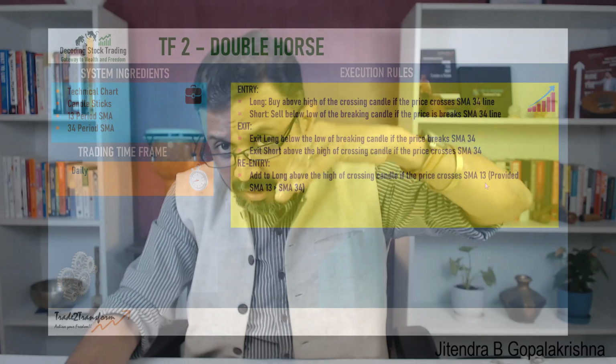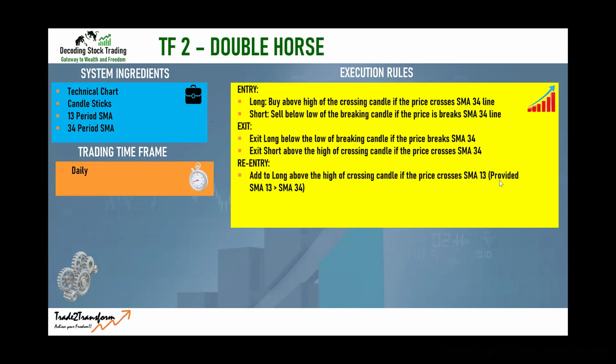So you will add to the long above the high of the crossing candle if the price crosses the 13 moving average. If the price comes below and crosses the 13 moving average, provided, and this is very important, the 13 moving average is greater than SMA 34. SMA 13 has to be above the SMA 34. If that happens and then the price goes above 13, then you will add to the quantity. I'll show you that.